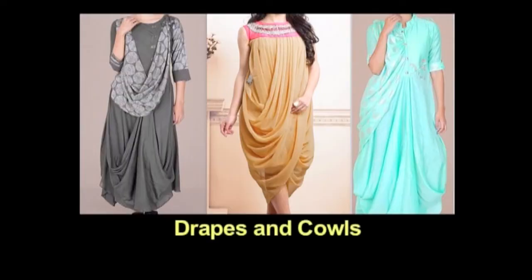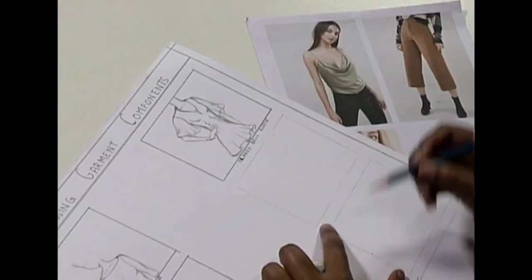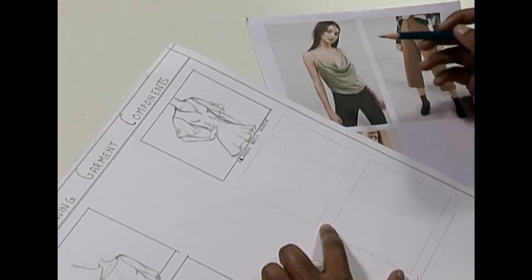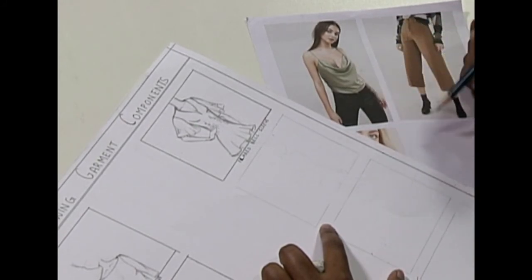Now let's look at how we can show drapes and cowls on your fashion illustration. The folds of the drapery fall from the point of support and then fan outwards. The outer edge of the folded fabric and the draped lines show the radiations of these folds. Allow your lines to taper off as the folds thin out. I will now show you how to draw a cowl top for your fashion illustration.